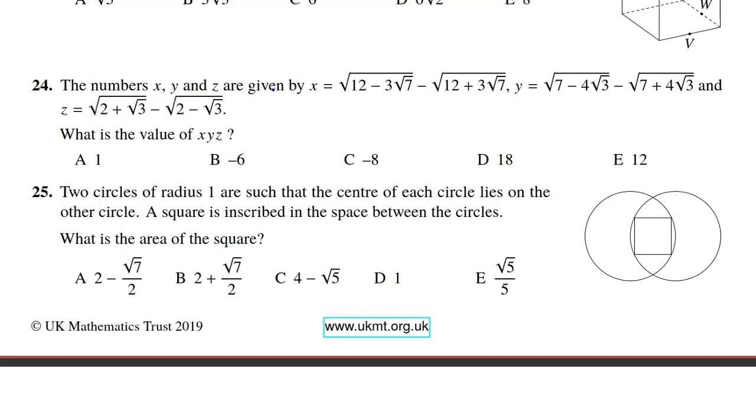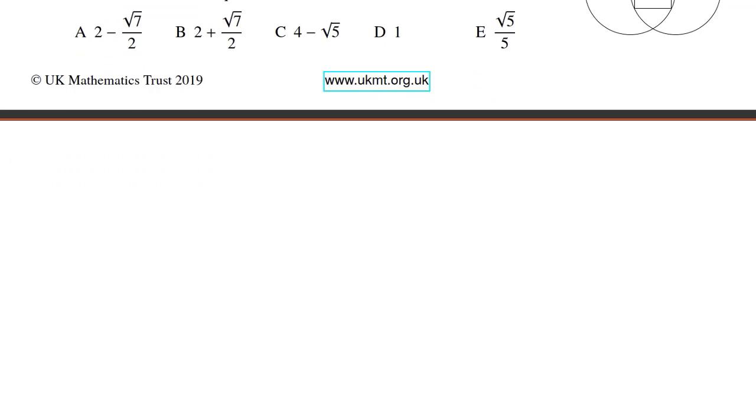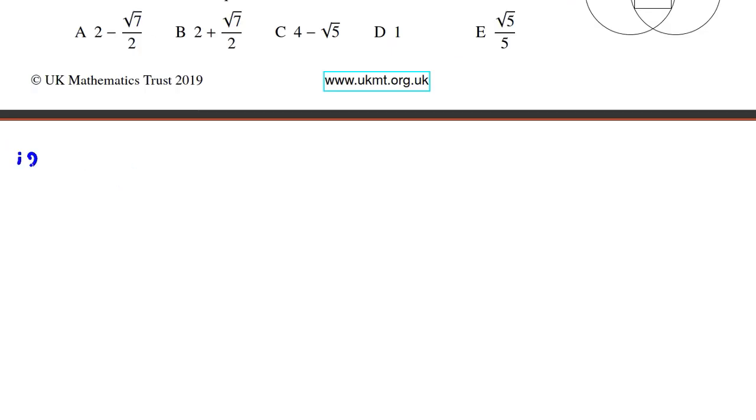The numbers x, y, and z are given by x equals square root of 12 minus 3 root 7 minus square root of 12 plus 3 root 7, and y and z have also this form. What's the value of xyz? For these types of problem, it will be idea 21, I think. Let's check here. I told you up to idea 20. Idea 21. We had also this in SMC 2022 that I released the solution.